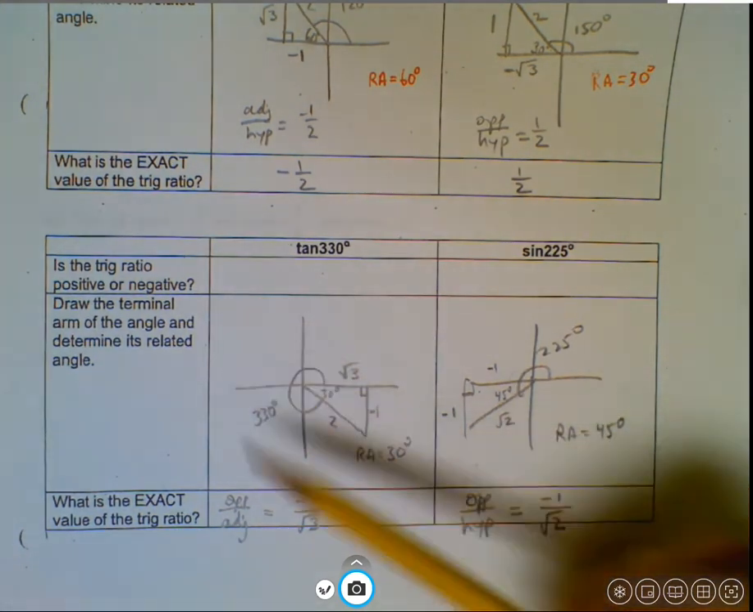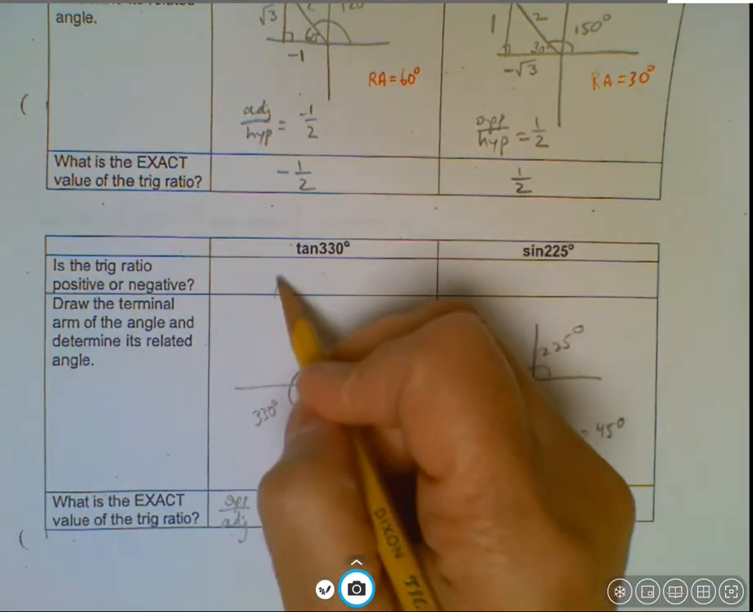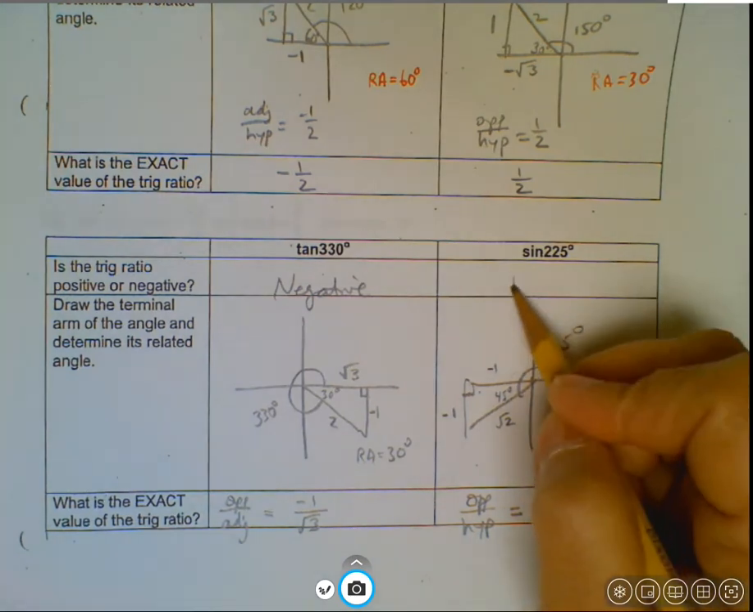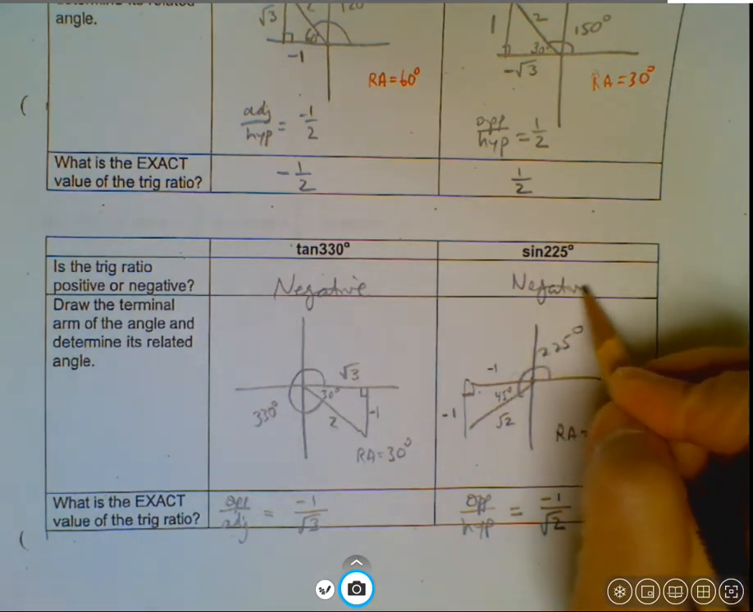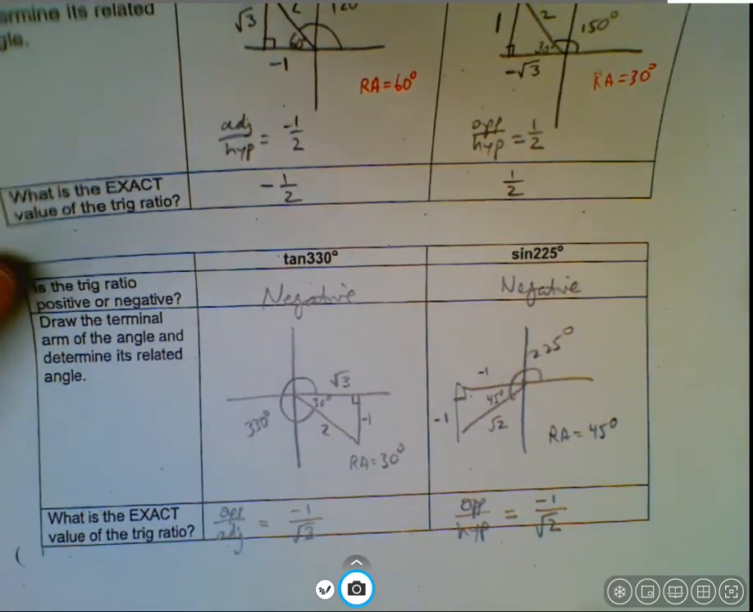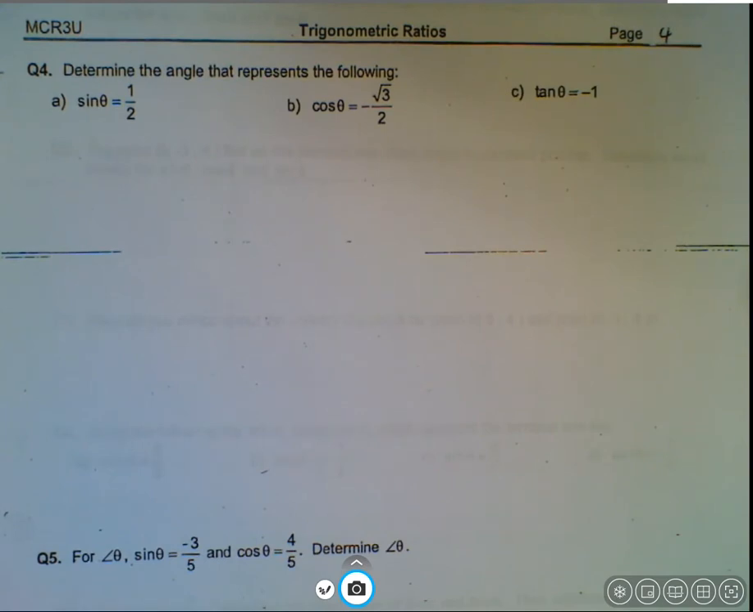All right, let's fill these in. Is tan 330 going to be positive or negative? Well, I can see it's negative here. And sine is going to be negative here. And you can double check that with CAST. All right, did a whole bunch of trig with no calculator, which is pretty cool.